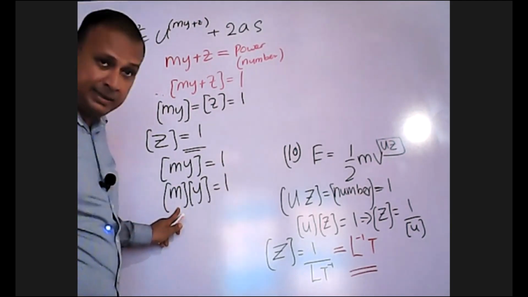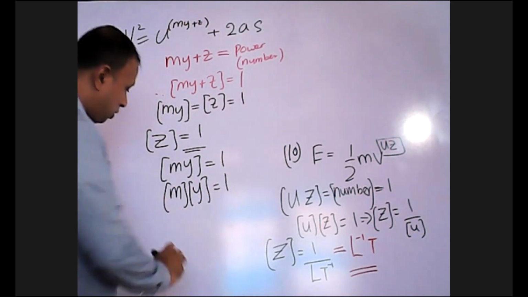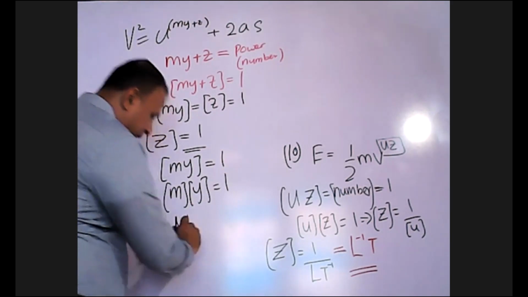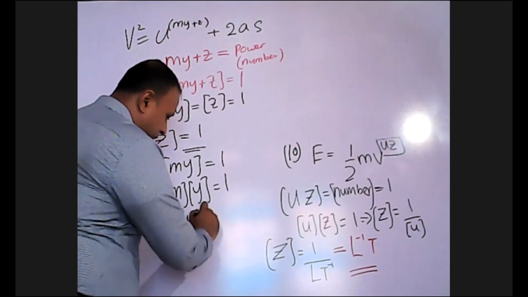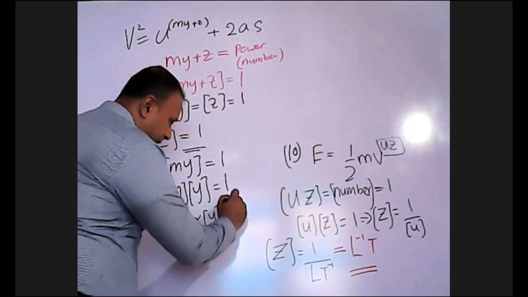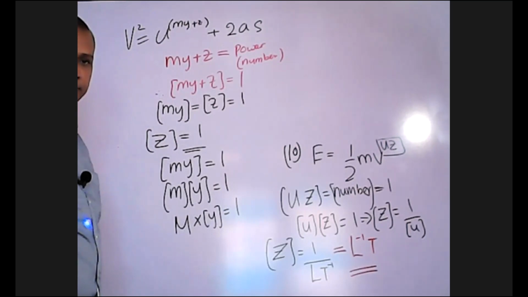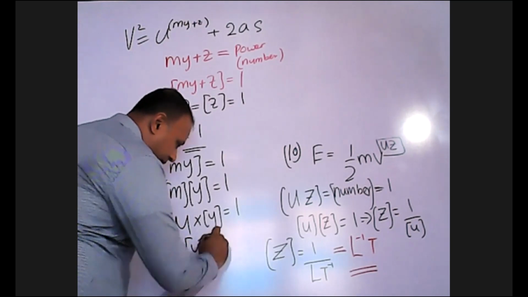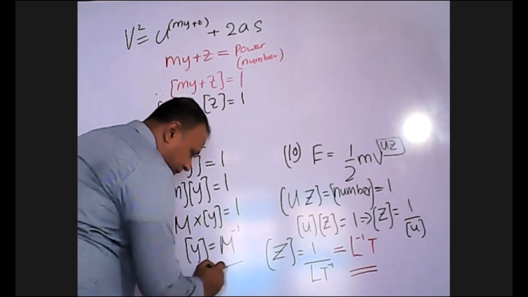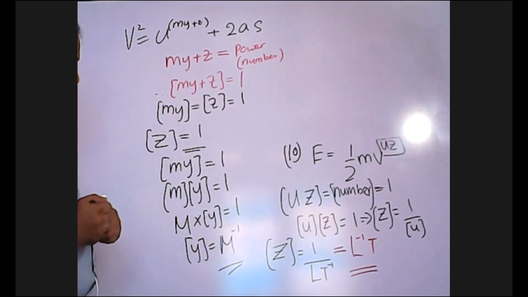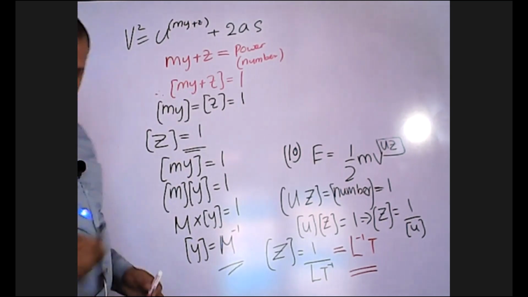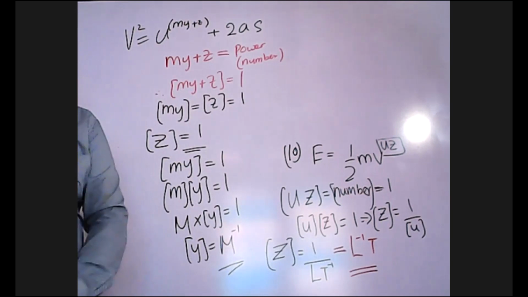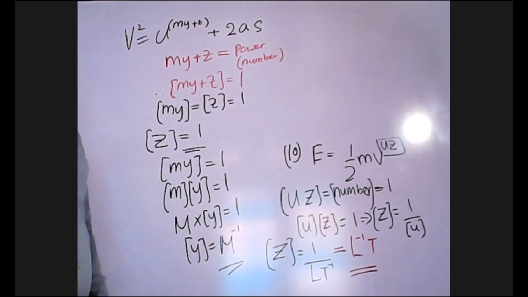Dimension of m means that is a mass. So dimension of m is M, into dimension of y equals 1. So the dimension of y is M to the power minus 1.